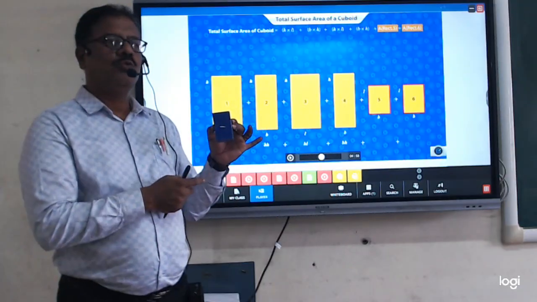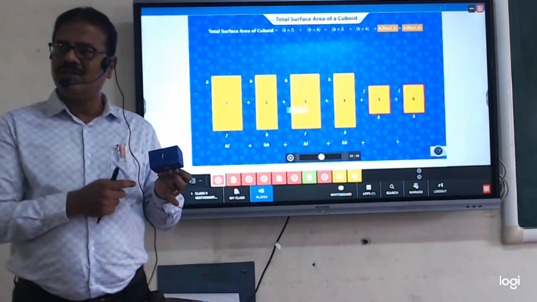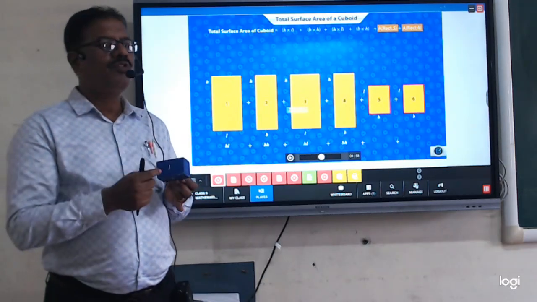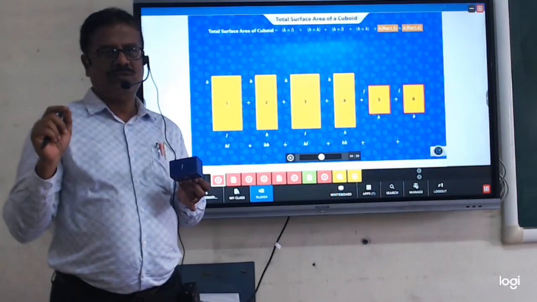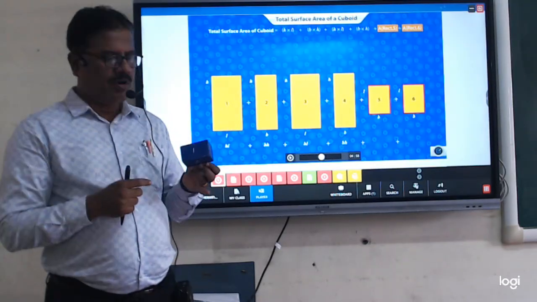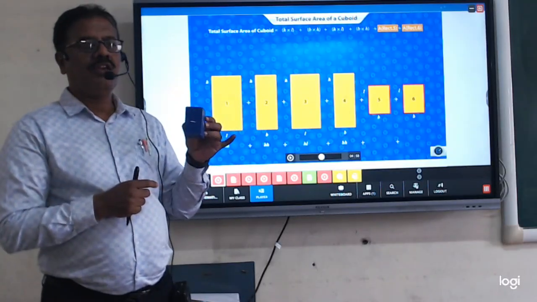This is also a cuboid. If I hold like this, it is a horizontal position. This is also called as a cuboid. The best example for cuboid we can understand is the match box what we use at our house. So that's the best example for cuboid. If I hold this what has been shown in the video, this is called a cuboid.